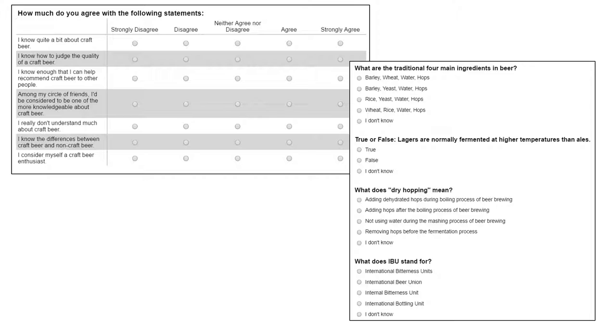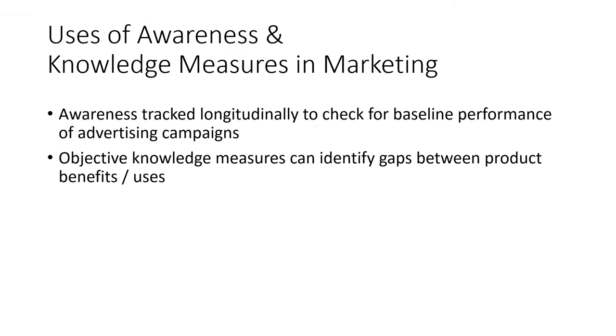Barley, yeast, water, and hops. If you got that correct, that would demonstrate some objective knowledge about beer. Why do marketers measure awareness and knowledge? Well, sometimes we track awareness longitudinally, or over time, to check for baseline performance of our advertising campaigns. The only goal of advertising shouldn't simply be to create awareness, but it is a baseline goal.